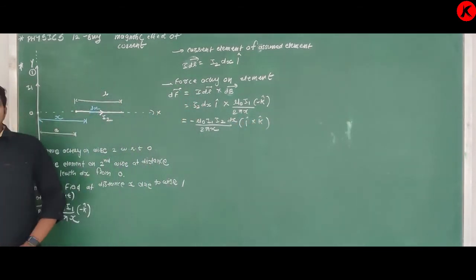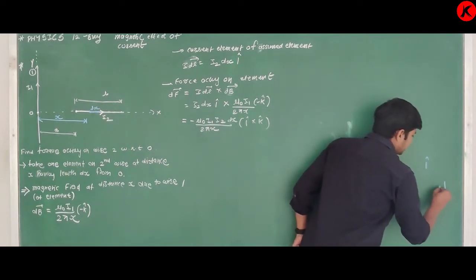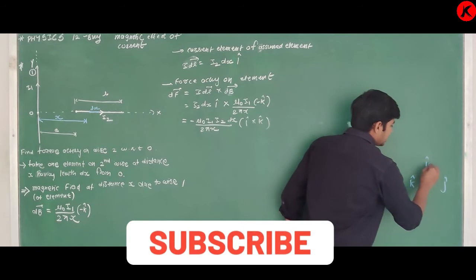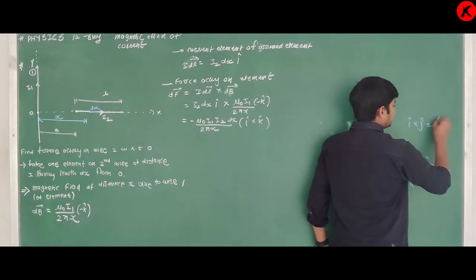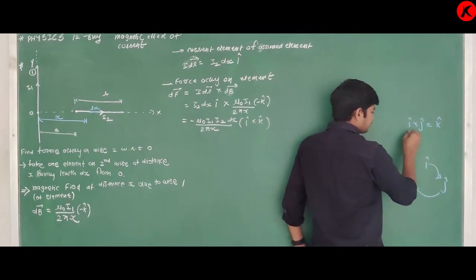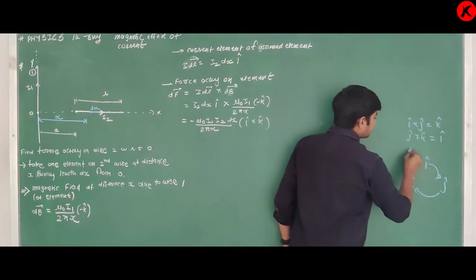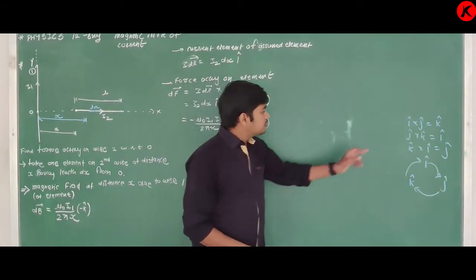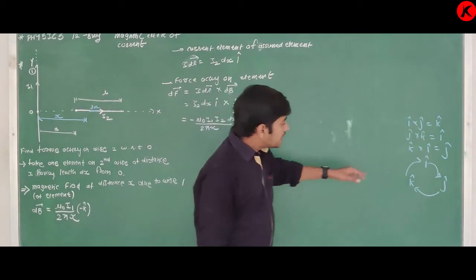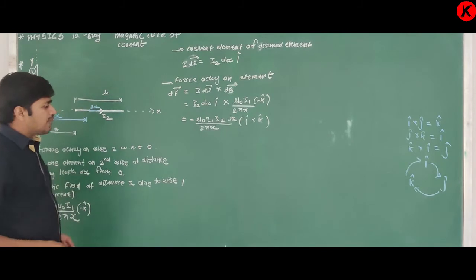I cross k caret. Clear about this? Now what is the value of I cross k caret? You have to remember this. If it is I caret, j caret and k caret, then I cross j is equal to k. J cross k is equal to the remaining one, that is I, and k cross I is equal to j. And if you change the order, then you have to write a minus sign. Here as k cross I is equal to j, you can say I cross k is equal to minus j.